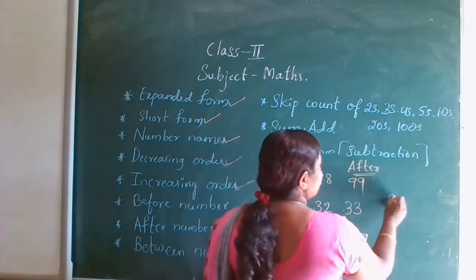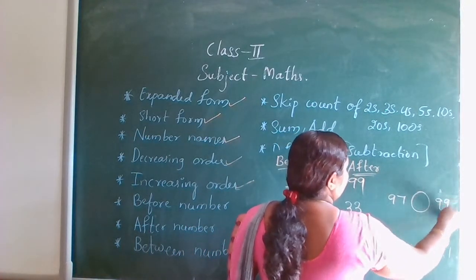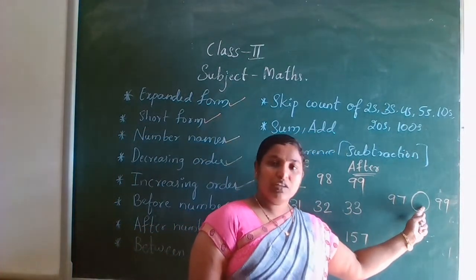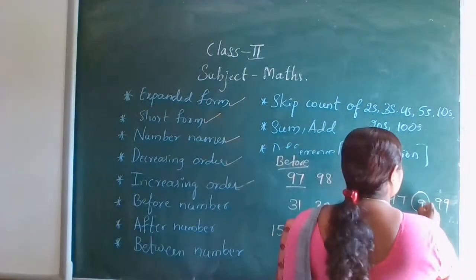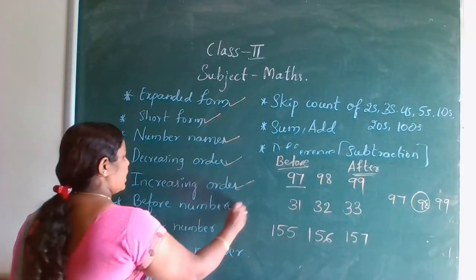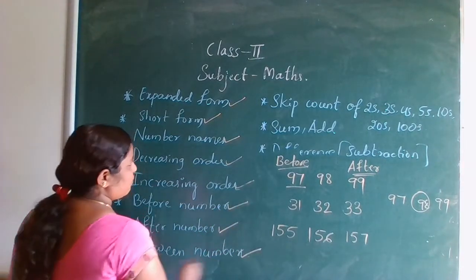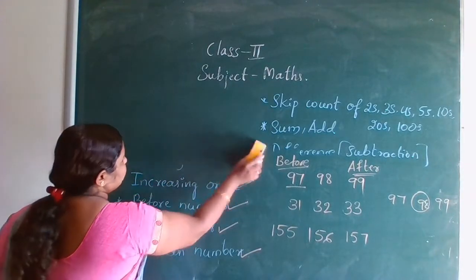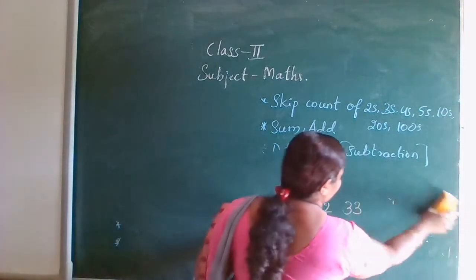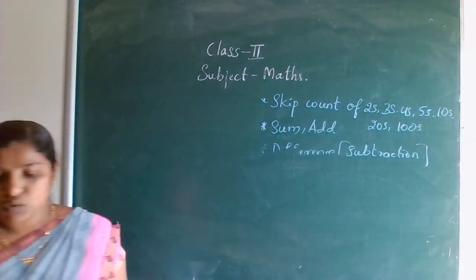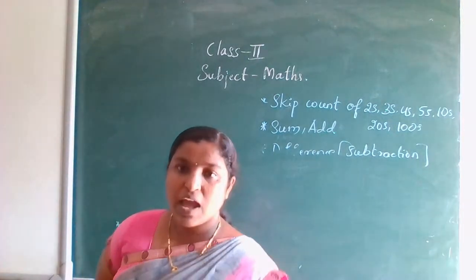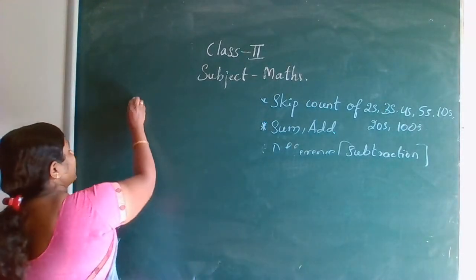They will give 97 and 99. Between number, you should identify 97 and after this 98. This is the between number of 97 and 99. So we came to know before number, after number, between number. Then we should go for skip count. Skip count of 2s, 3s, 4s, 5s, 10s.